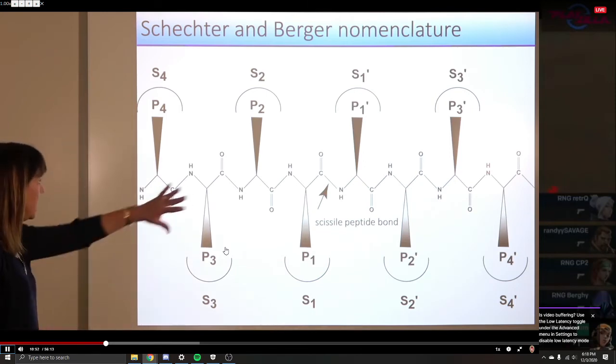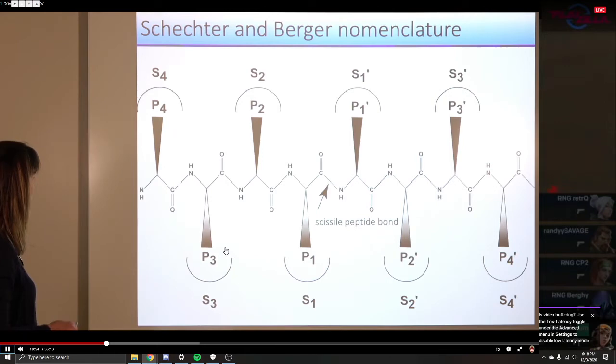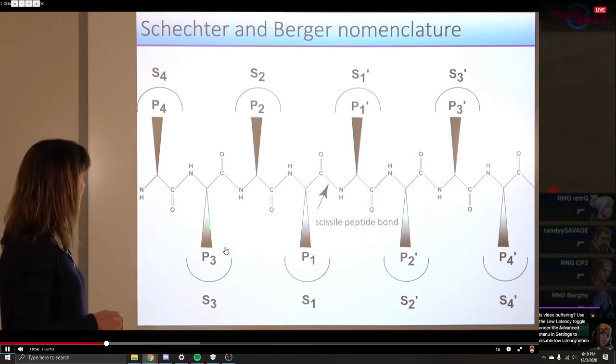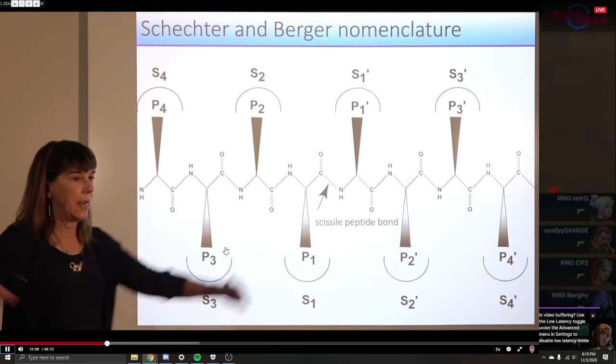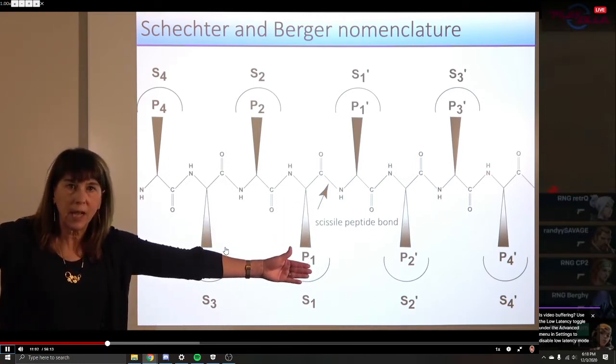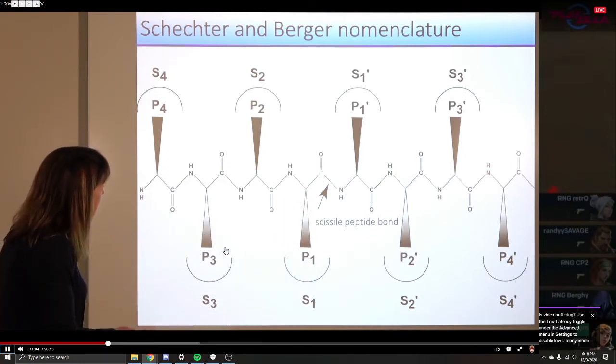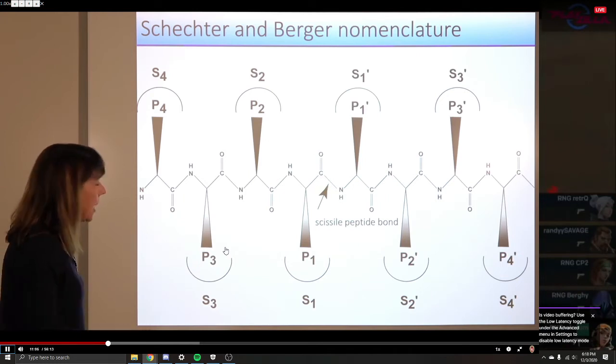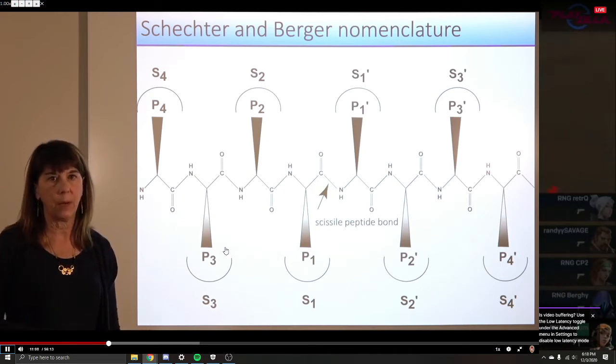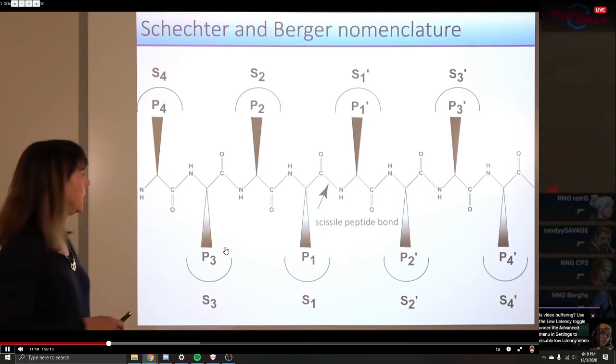All right, so let me describe this. It's N-C alpha C double bond O, N-C alpha C double bond O, N-C alpha C double bond O. So we're coming along here. Here's our substrate. It's a pretty extended substrate. This is the bond that's going to get cleaved. That's called the scissile peptide bond. That's the one that gets cleaved.